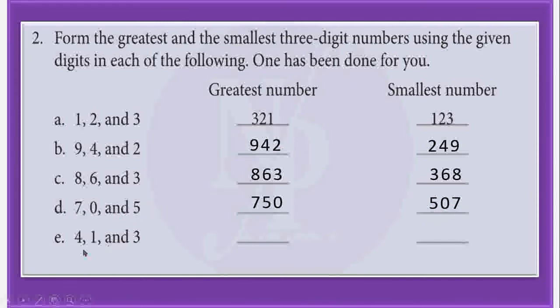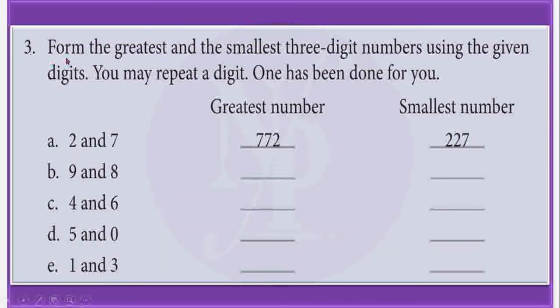E. 413. The greatest number will be 431 and the smallest number is 134. So these are the greatest and smallest numbers that can be formed using the given digits. Question number 3. Form the greatest and the smallest 3-digit numbers using the given digits. You may repeat a digit. One has been done for you.